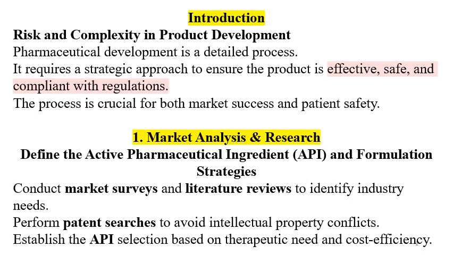If it is a generic formulation, then understand what are the patent approaches or patent strategies. Whether you are going for a non-infringing type of formulation or you are working on an infringing type of generic formulation. So perform patent searches also to avoid intellectual property conflicts. Establish the API selection based on the therapeutic need and the cost efficiency. So different vendors can also be selected to study the API.